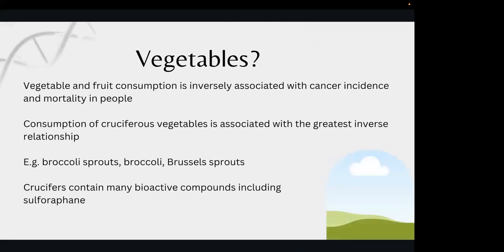Okay, veggies. Why on earth would I talk about veggies? Well, vegetable and fruit consumption is inversely associated with cancer incidence and mortality in people. The consumption of cruciferous vegetables in particular is associated with the greatest inverse relationship. And this has been shown in dogs as well, that eating whole vegetables reduces their risk of cancer.